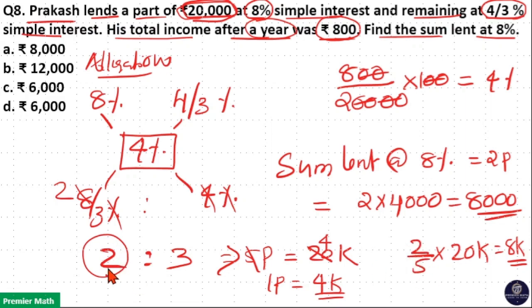Because 2 parts out of 5 parts, 2 parts is the money lent at 8%. Total part is 2 plus 3, 5 parts, which is 20,000 rupees. So, converted into 20,000 rupees, it is 8,000. So, option A is your answer.